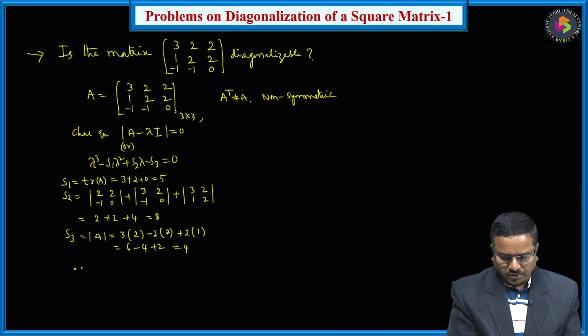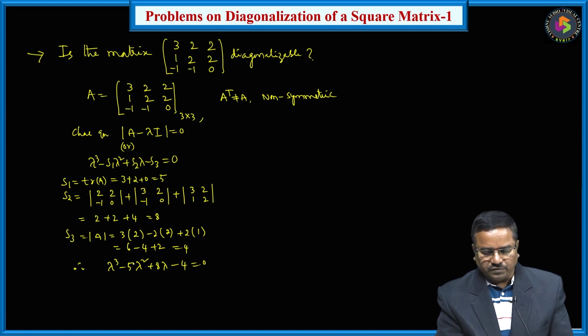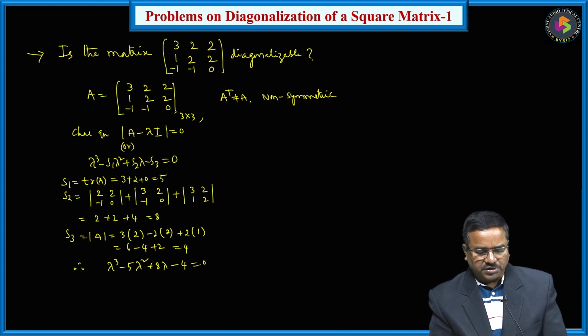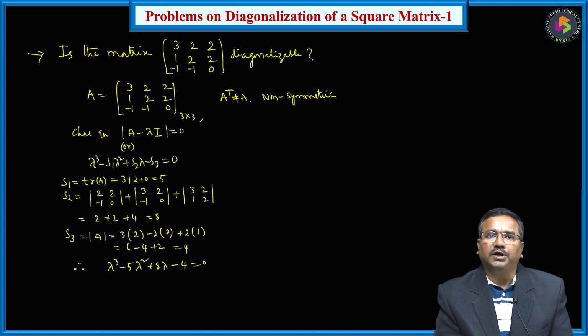Therefore, the equation is what? Lambda cubed minus 5 lambda squared plus 8 lambda minus 4 is equal to 0. S1 is equal to 5, S2 is equal to 8 and S3 is equal to 4. Now, we got the equation, a cubic equation. Then what do we do now? Find the roots of this equation because it is of third degree.